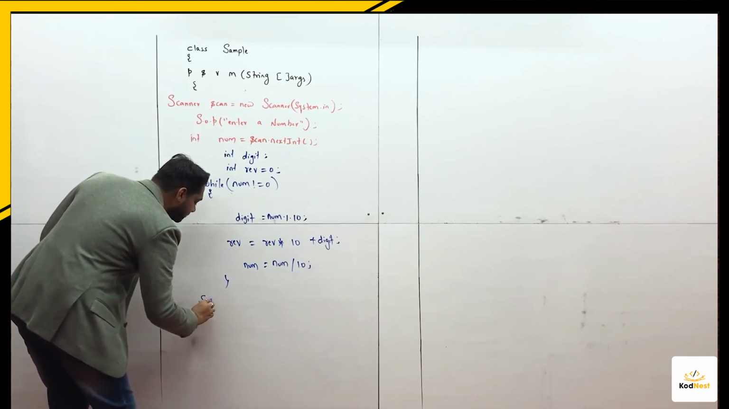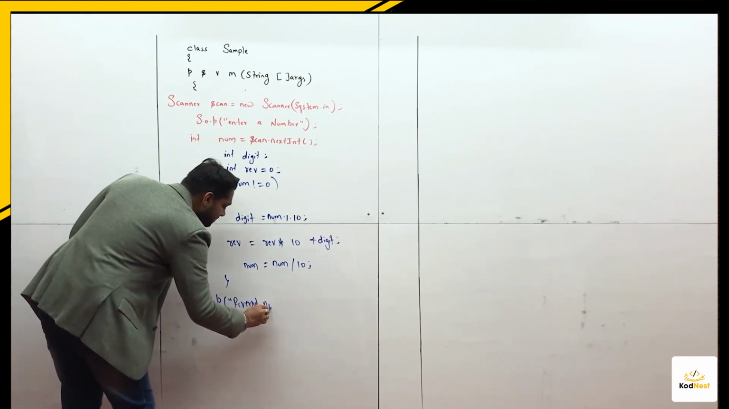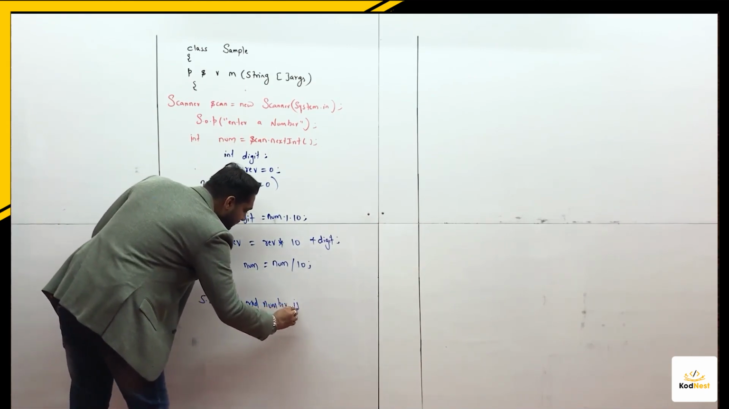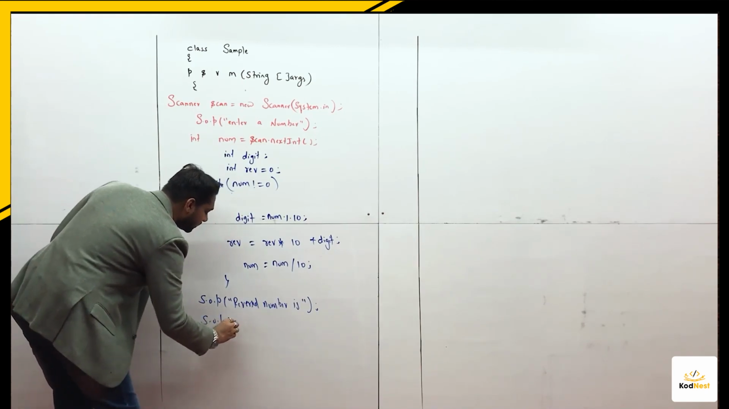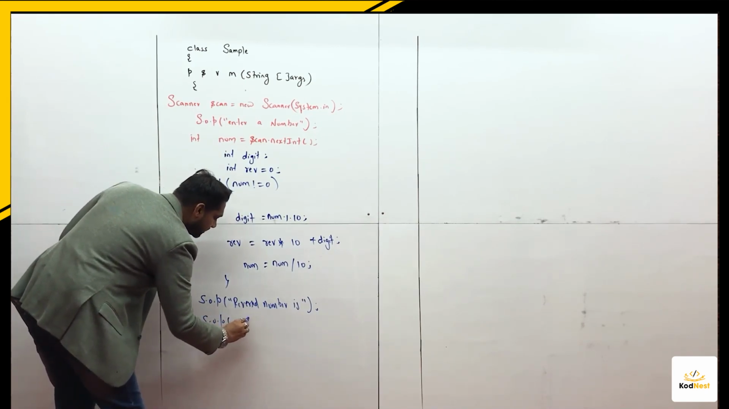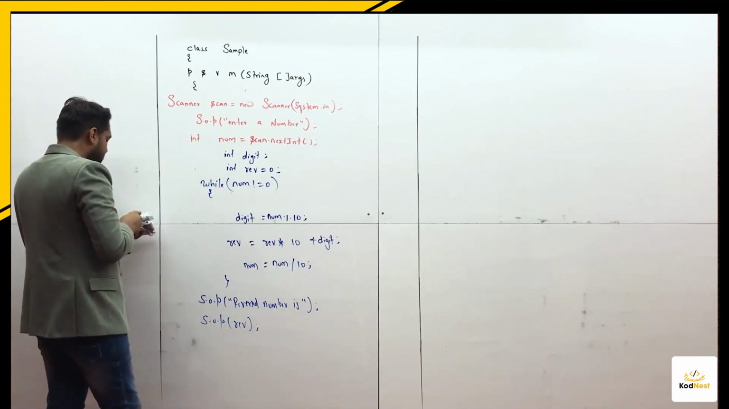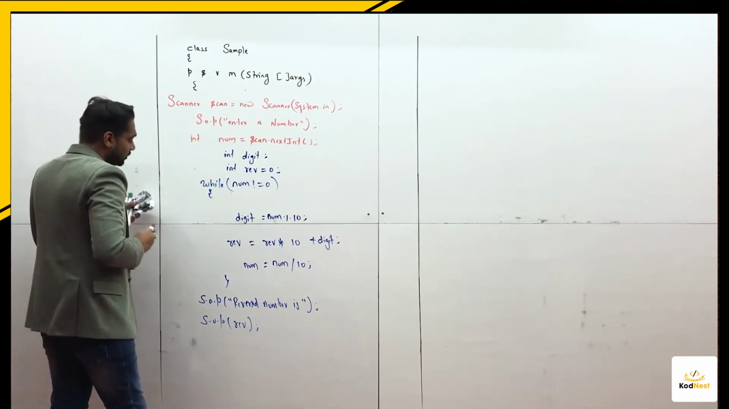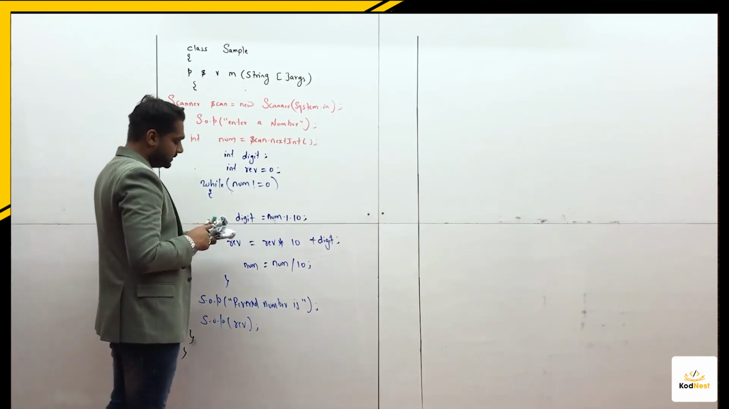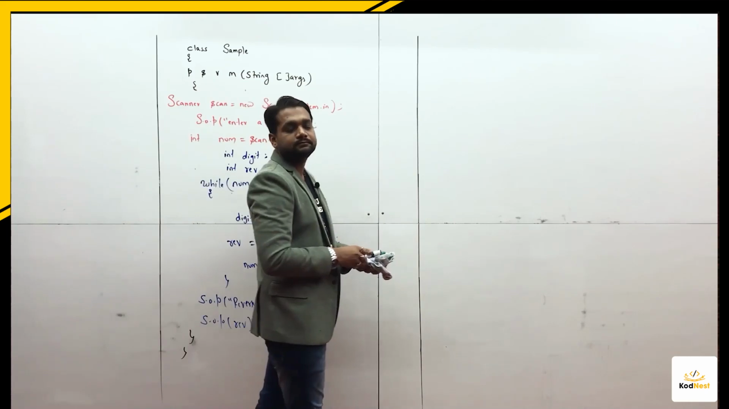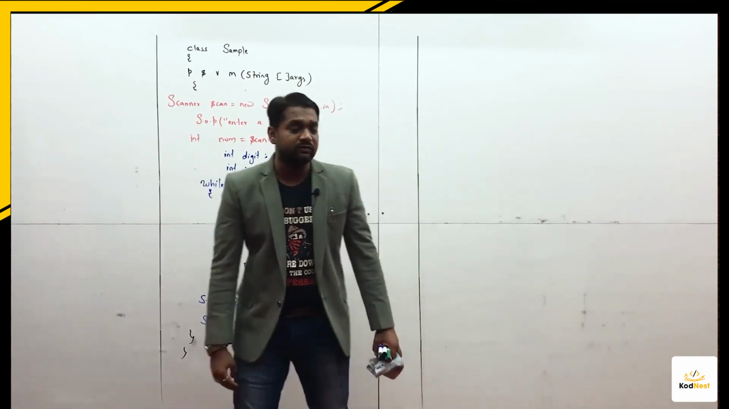I would write System.out.println, reversed number is, and below that again System.out.println whatever is there in reverse. That is the opening of the main method. Possibly this is the closing of the main method and the closing of the class called Sample. Done. Will it execute? That is what we have to see.